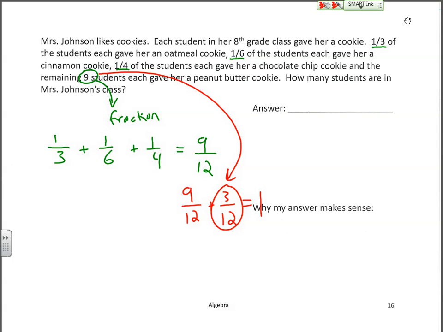There are a couple different ways you can go from here. You might try simplifying fractions, or just kind of drawing it out perhaps. But essentially, if 9 students represents 3/12 of the class, how many students are in the entire class?